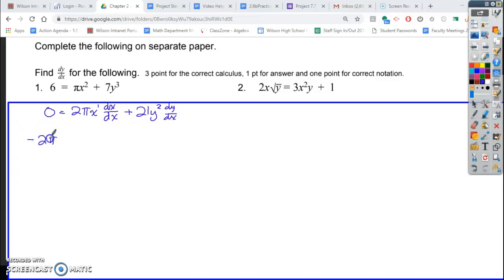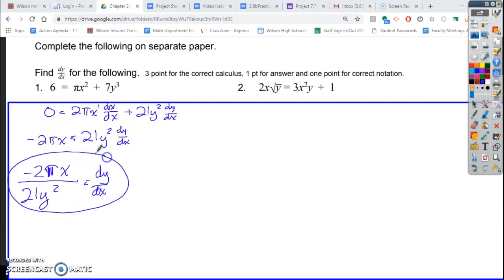So I subtract over 2 pi x, dx/dx goes bye-bye. This is equal to 21y squared dy/dx. So let's divide over that 21. So this is 2 pi x divided by 21y squared, and that's it for dy/dx in number 1. That would be finished.